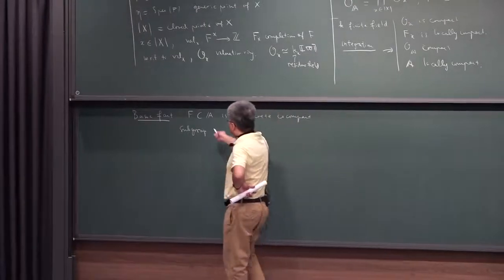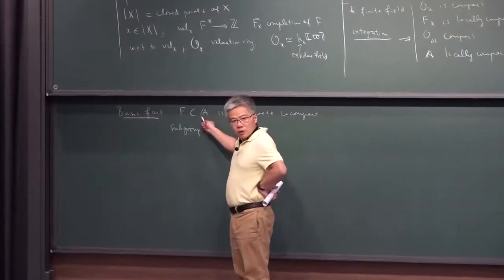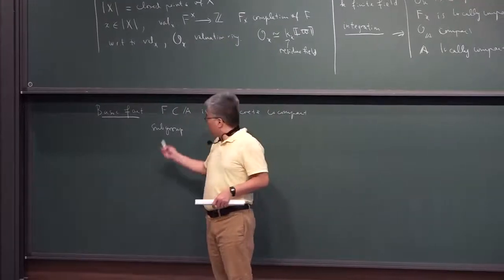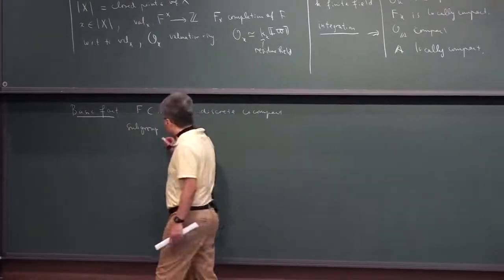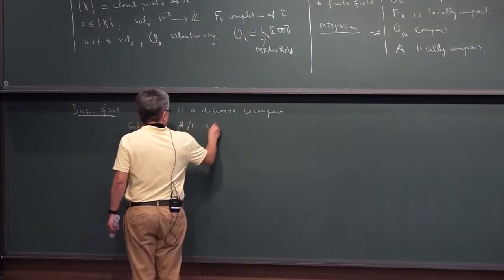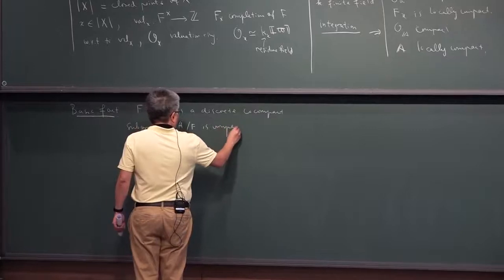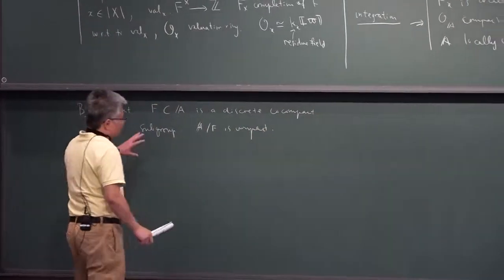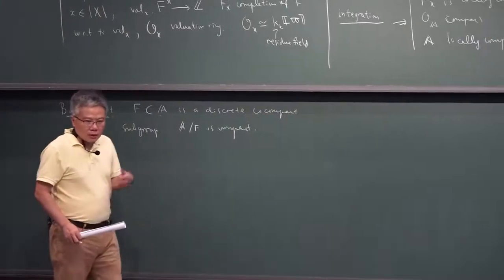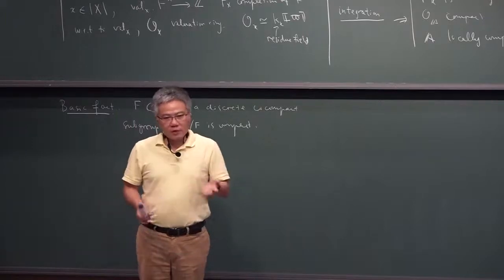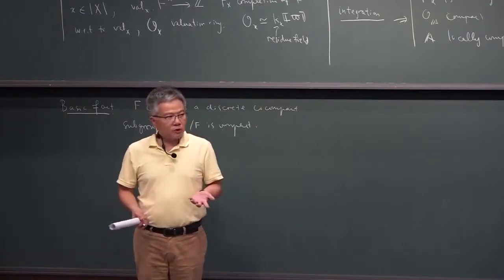When you restrict to F, it becomes the discrete topology. And moreover, the quotient is compact. And this very simple fact is actually another way to state many basic theorems, such as the Riemann-Roch theorem for a curve.